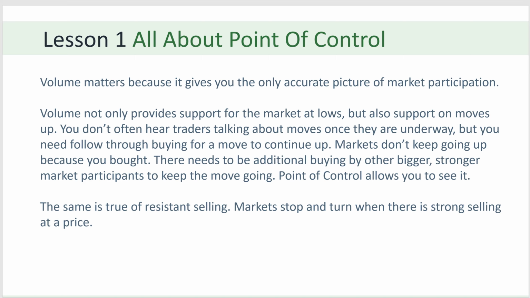If you're not going to get the additional buying by other bigger, stronger market participants keeping the move going, then the move's not going to keep going. And point of control allows you to see that you have that volume to help move the market higher. The same is true of resistance selling. Markets stop and turn when there's strong selling at a price. Market could go up, strong selling come in when you hit the high or just off the high, and then market moves down. All of a sudden, sellers are attracted into the market.